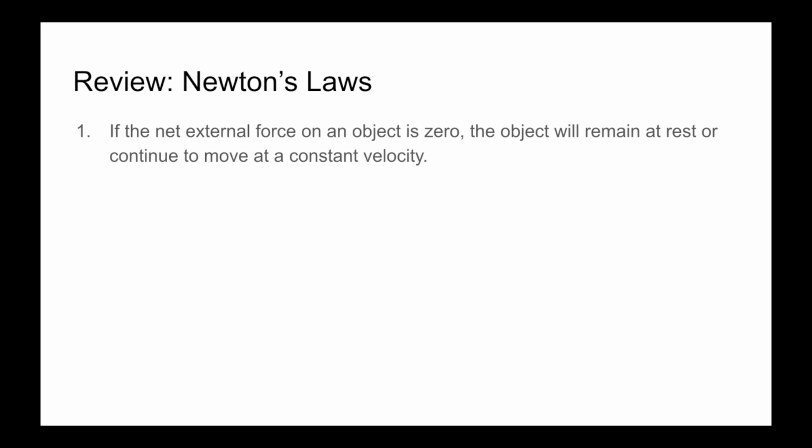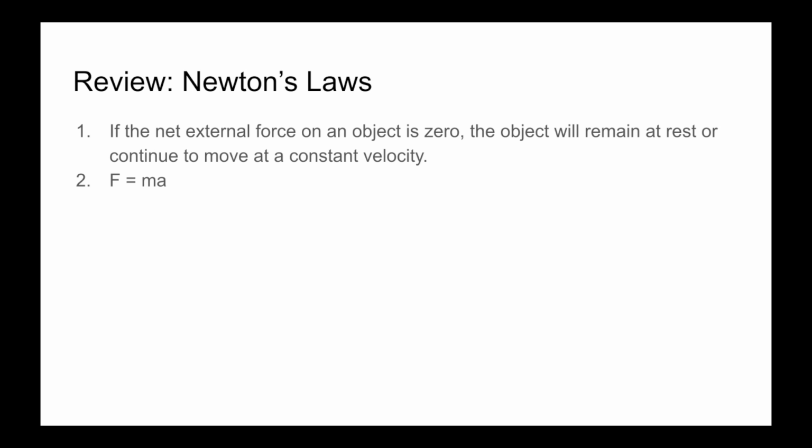The first law is that if the net external force on an object is zero, the object will remain at rest or continue to move at a constant velocity. You have to really deeply understand what net force means in order to understand this law. That is basically the sum of all the forces acting on the object when you add them all up, balance them all out.